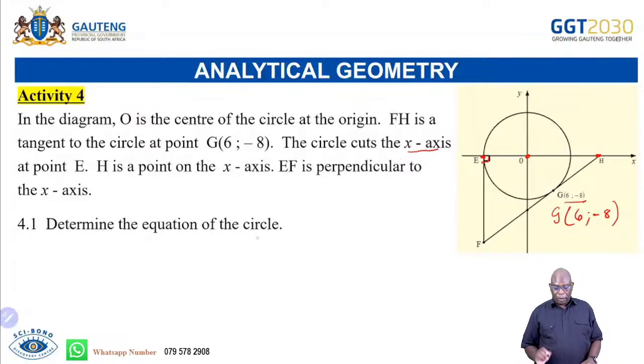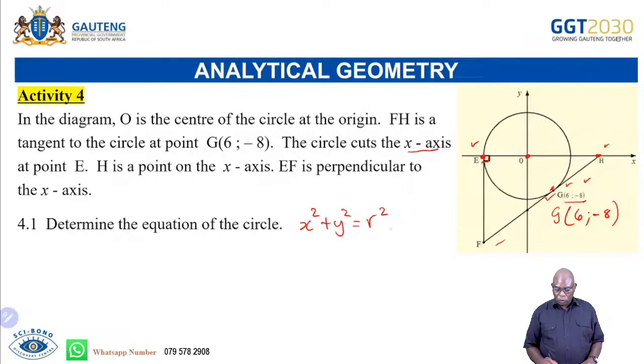So we know that the equation of the circle can be written as x squared plus y squared equals r squared. So I look at all those points that have been given, point E, point G, point H, point F. Which points are on the circle? We see point F, it's on the circle. Point E is on the circle. Point F is not on the circle. Point G is on the circle. Point F is not on the circle. The only point that has got values is point G.